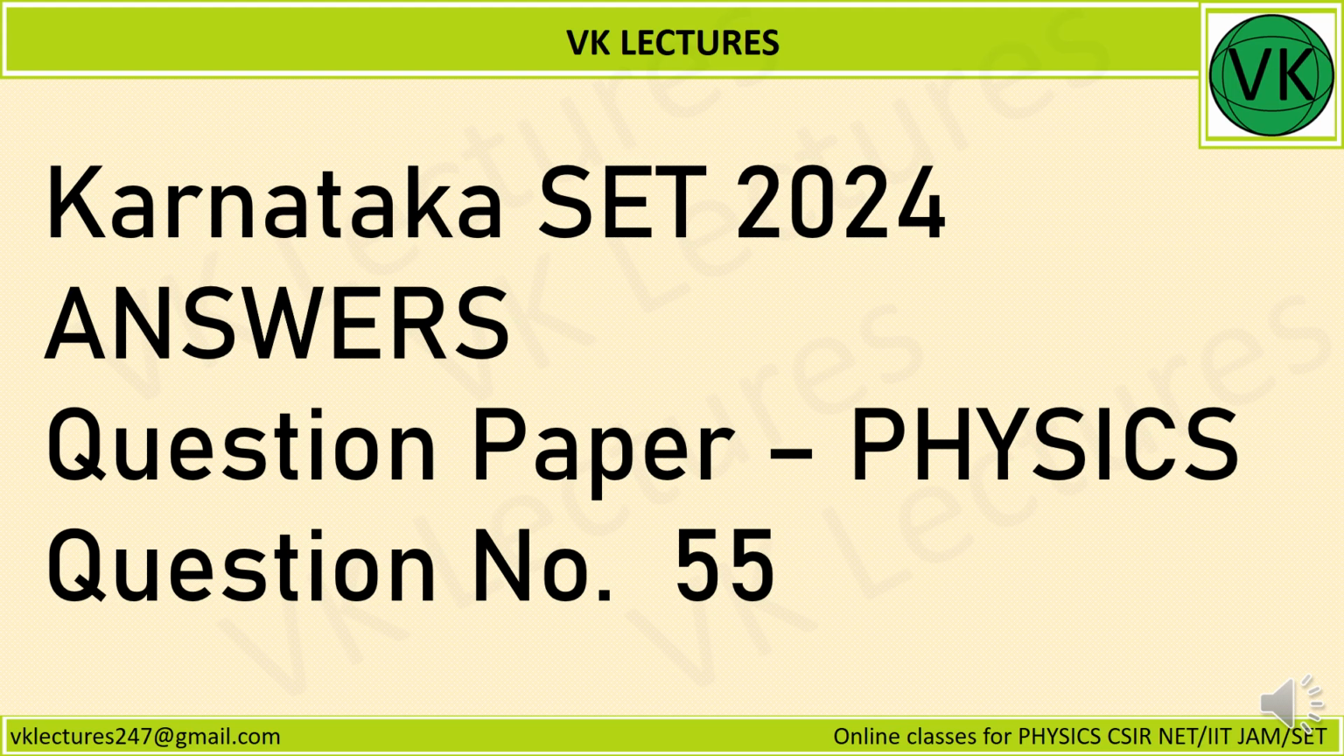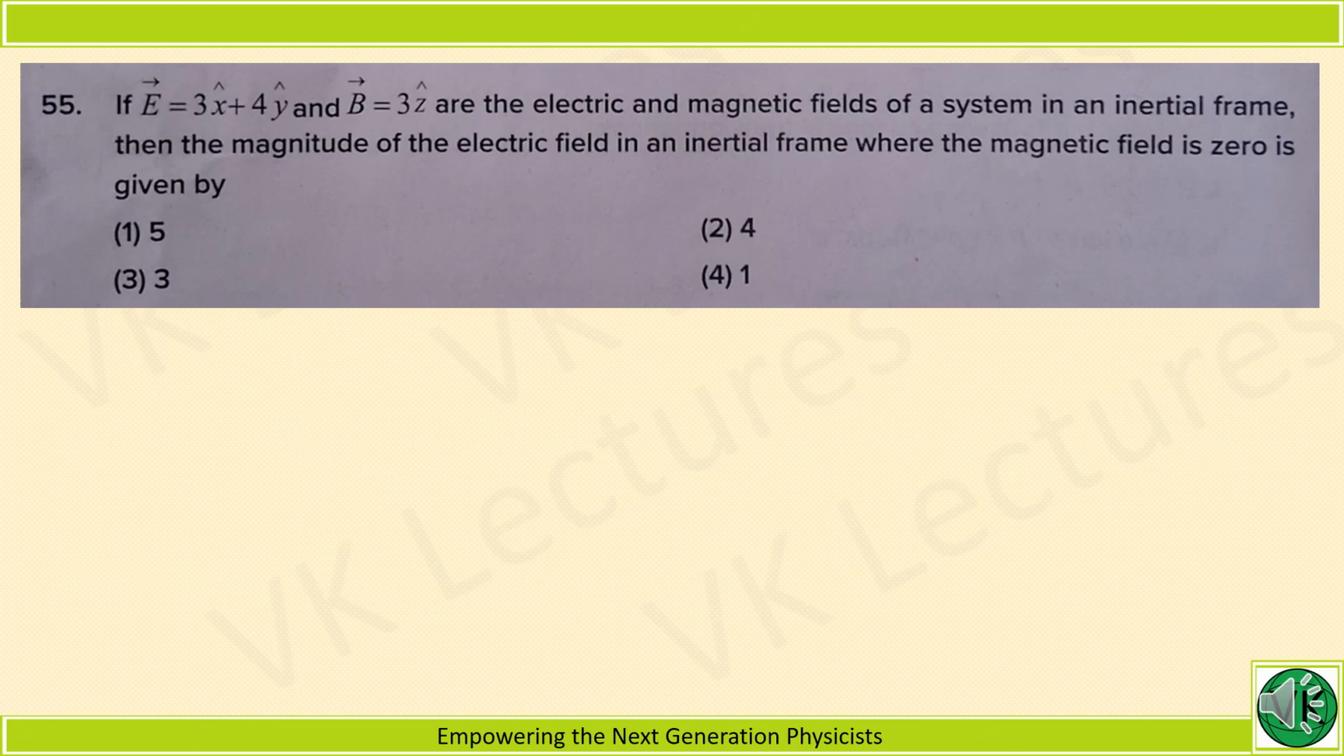In this video, let us discuss question number 55. If E = 3x̂ + 4ŷ and B = 3ẑ are the electric and magnetic fields of the system in an inertial frame, then what is the magnitude of the electric field in an inertial frame where the magnetic field is 0? We have to calculate the magnitude of the electric field.